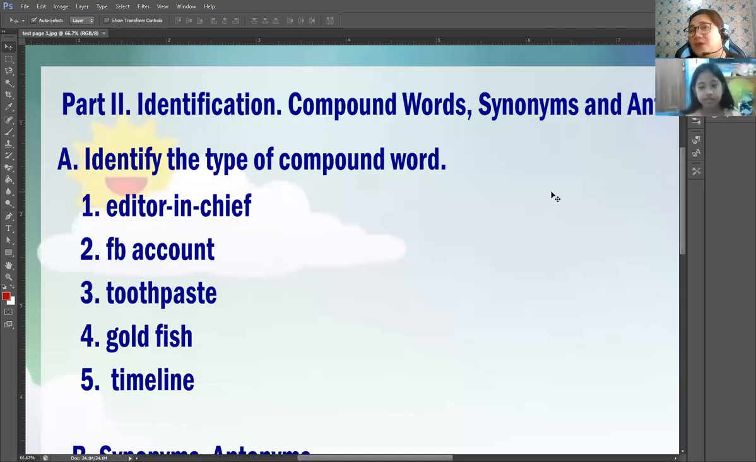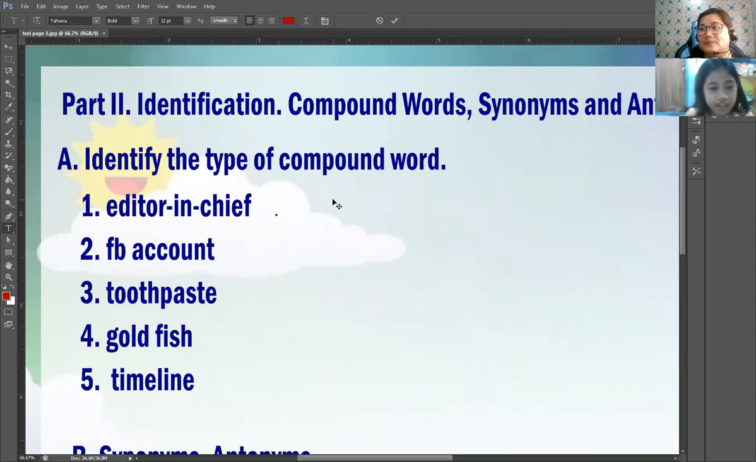Okay, so this time you're going to read each word, identify what type of compound word it is, and tell me why you chose this answer. Okay, can you read number one and tell me what type of compound word this is?